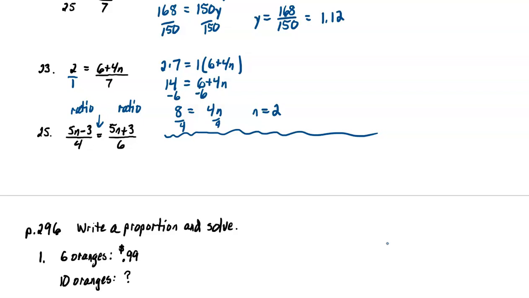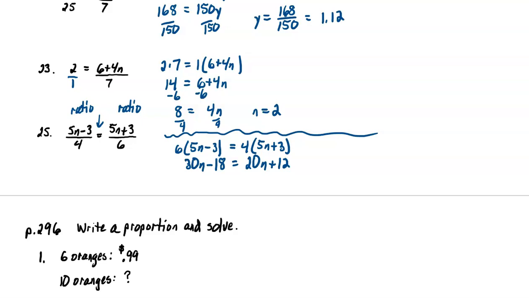Multiply the extremes together. That's the 6 and the 5n minus 3. And that's equal to, now multiply the means together. That's the 4 and the 5n plus 3. Now what do we do? Do you recognize that the distributive property can be done? 6 times 5n is 30n. 6 times 3 is 18. 4 times 5n is 20n. 4 times 3 is 12.